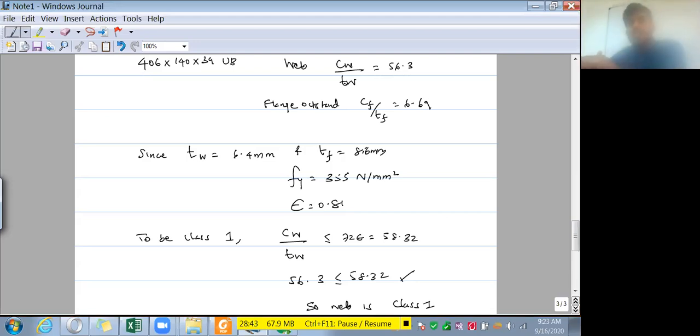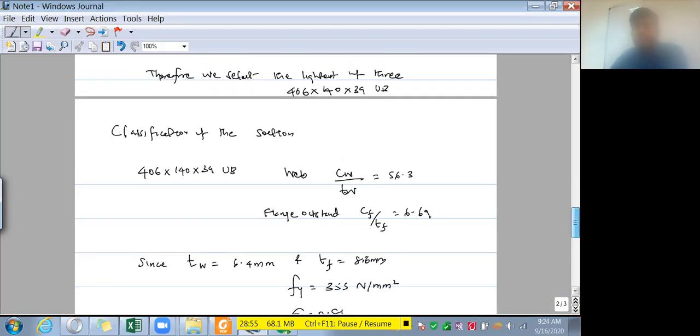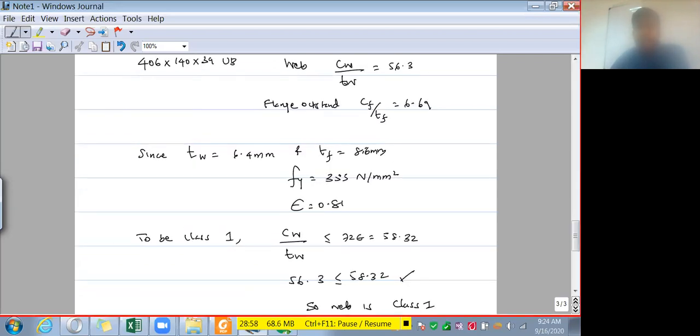Suppose if we choose a section and then my assumptions become wrong, then I have to redo the whole thing with a different section. For example, if I get my Fy to be 335 because of the thickness of the element, if it is reduced to 335, then I have to redo the whole thing. That is for the bending check. Now we can do the shear check as well. We have seen how to do the shear check, so we'll do the shear check also.